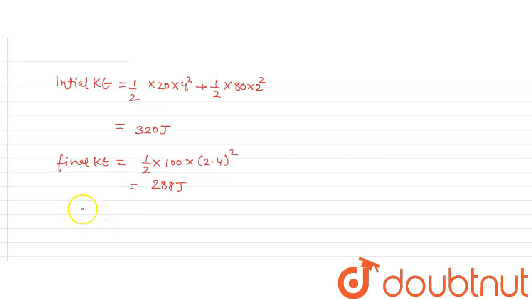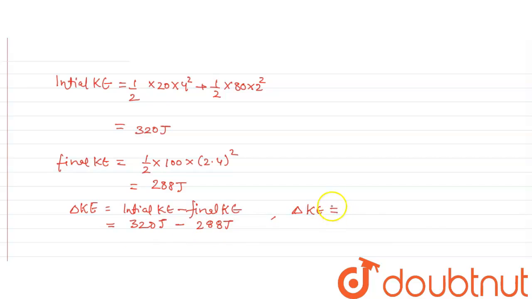Now the energy loss will be delta E, which is initial kinetic energy minus final kinetic energy. So initial kinetic energy is 320 joule and final kinetic energy is 288 joule. So the energy loss, delta KE, will be 32 joule.